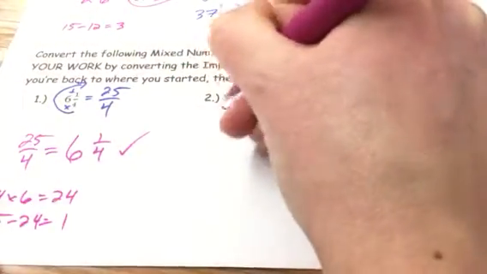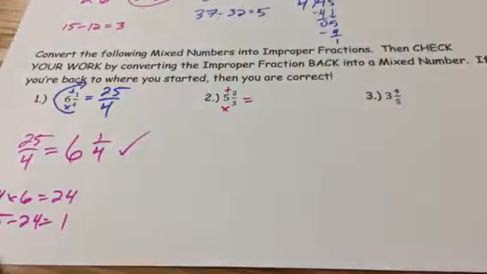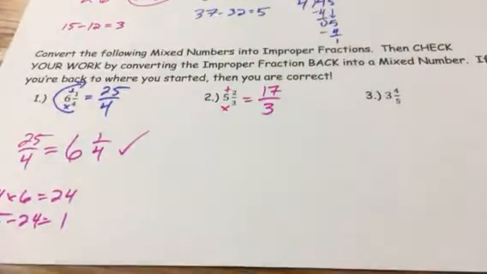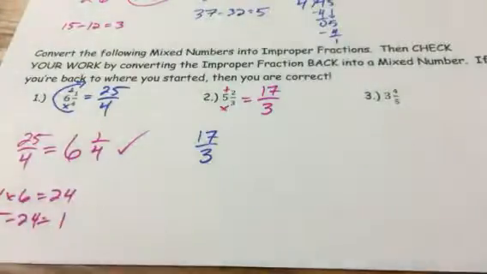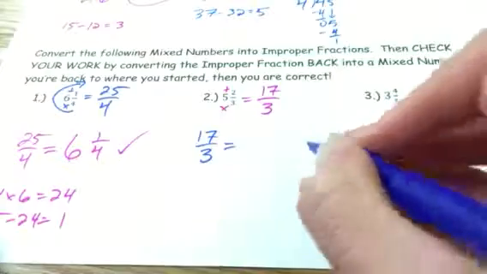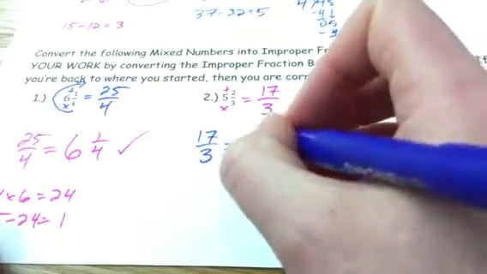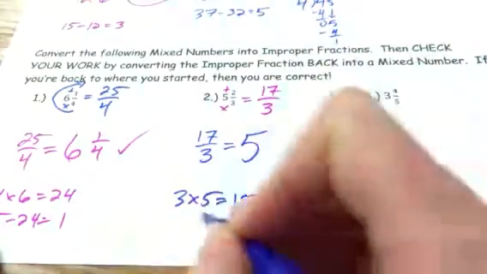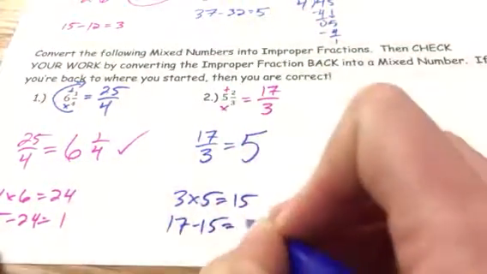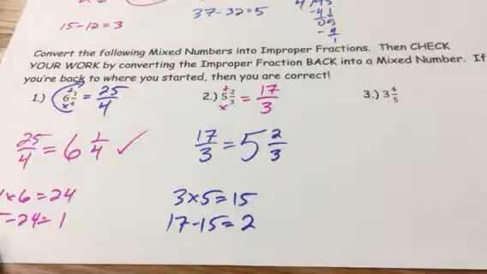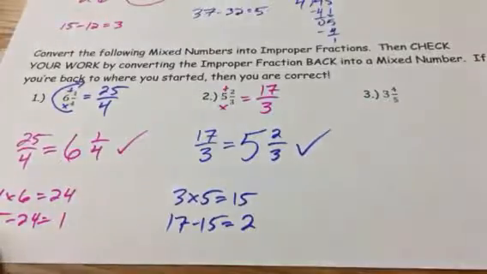Let's do another example. Let's turn this into an improper fraction. That's 15 plus 2 is 17/3. I can check my work by taking the 17/3 and turning it back into a mixed number. Well, 17 divided by 3, 3 goes into 17. Let's see, 5 whole times. 3 times 5 is 15. 17 minus 15 is 2. My remainder goes over my denominator. 5 2/3. I'm back to where I started.